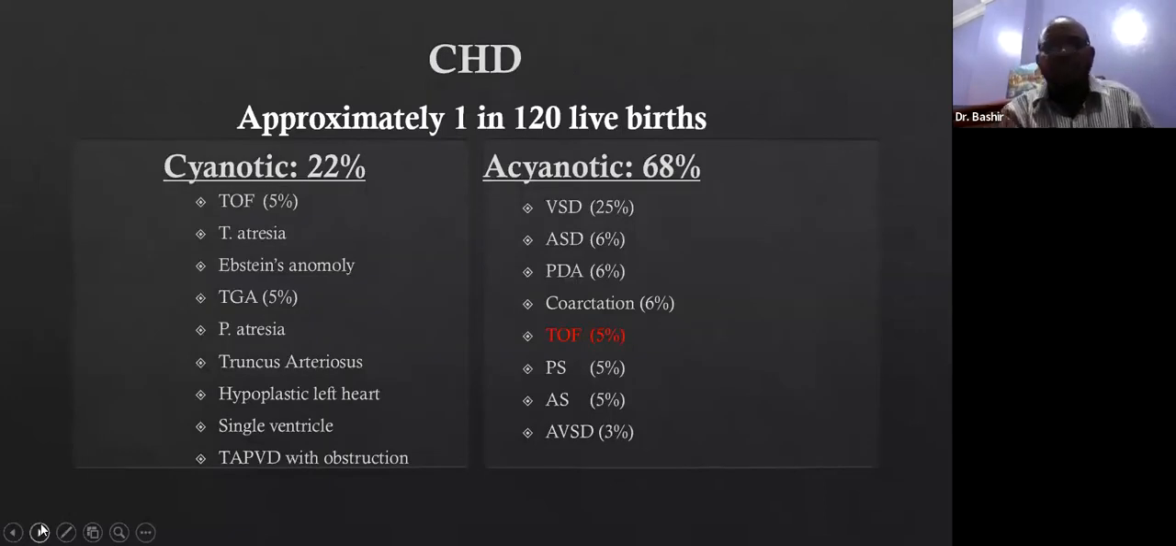The incidence of congenital heart disease is approximately 1 in 120 live births, يعني 0.8%, or you can say 1%. The cyanotic are only 22%. Most lesions are acyanotic, 68%. Like the VSD is the commonest, 25 to 35%, ASD 6%, PDA 6%, coarc 6%. And TOF, there is pink TOF or acyanotic TOF, only 5%, PS 5%, AS 5%, and AVSD 3%.